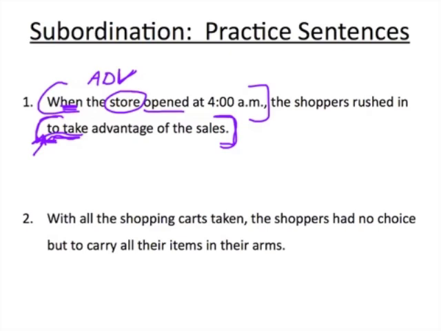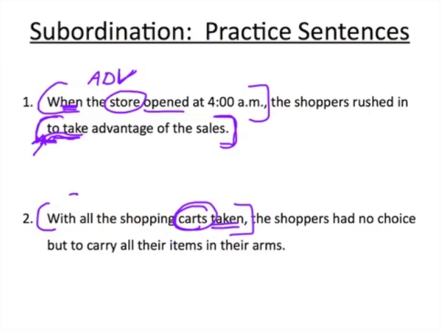"With all the shopping carts taken, the shoppers had no choice but to carry all their items in their arms." There are a couple of different structures here. Do you see "with all the shopping carts taken"? What do you want to say that is? Well, notice that we have something here. Is that a real verb or is it a verbal? We have a noun in front of it that's kind of acting as its subject. So do we want to say this is a clause or a phrase?